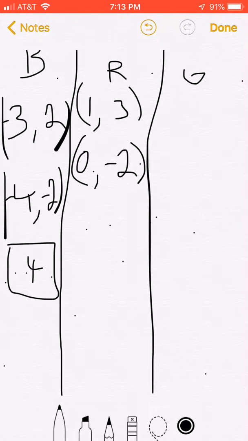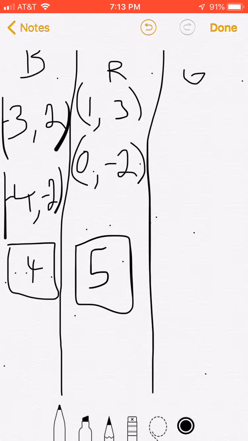So now we do y minus y: 3 minus -2, which is 3 plus 2, which is 5. And then we do 1 minus 0, and 1 minus 0 is just 1. And we simplify to get 5. So this slope is 4 and this slope is 5. So we immediately know that the blue line and the red line are not parallel.